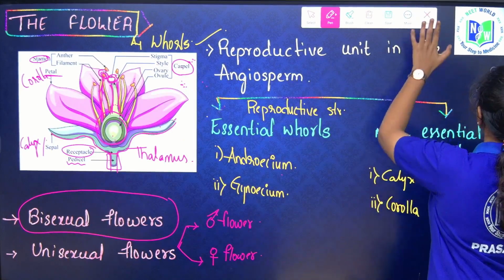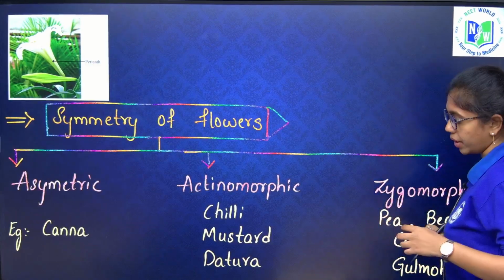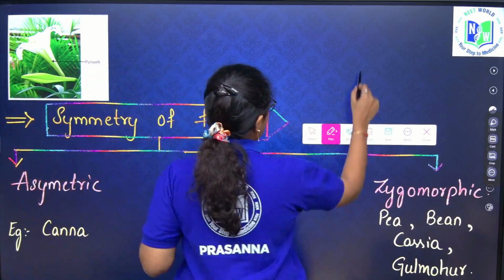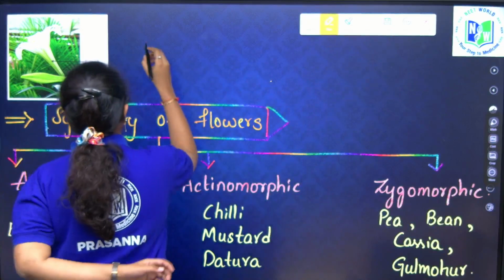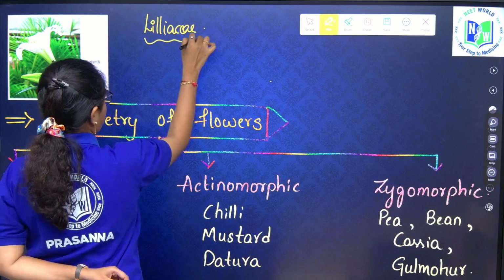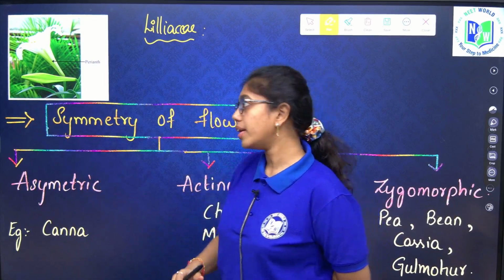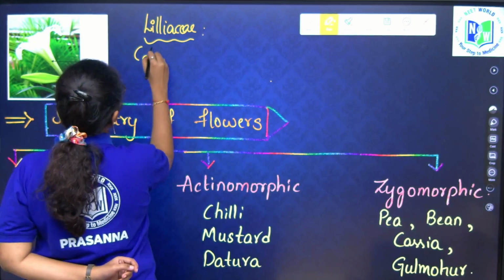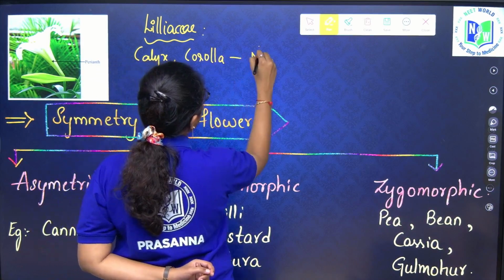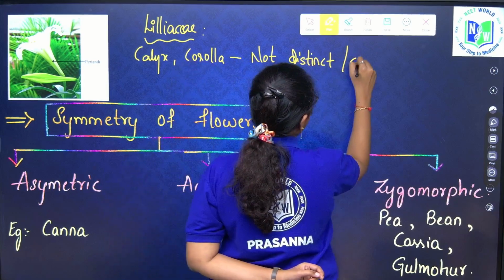Now we will be learning the symmetry of the flower. Before learning the symmetry, in few plants, for example, the plants belonging to the family Liliaceae or lily family. Okay, here calyx and corolla are not distinct. What happens? Calyx and corolla are not distinct or differentiated.